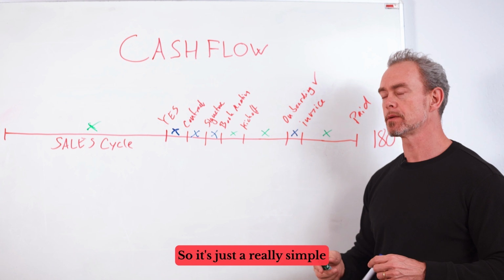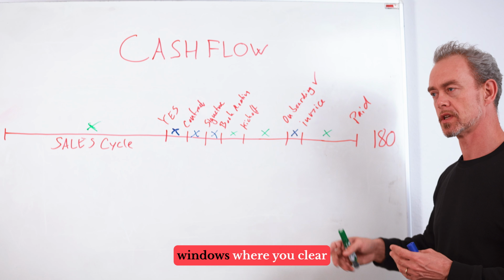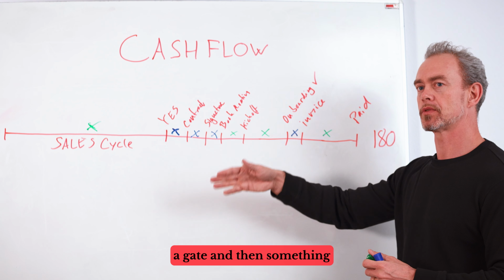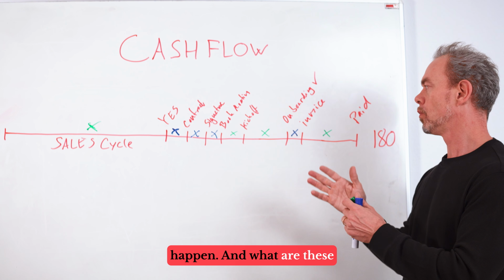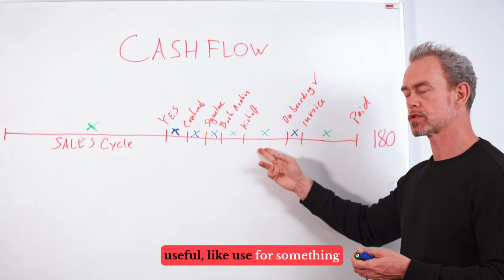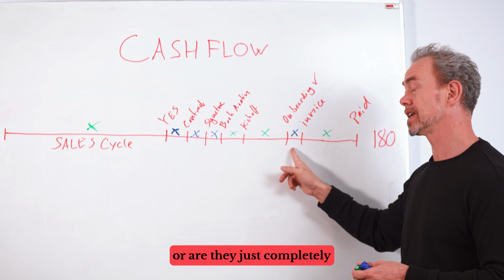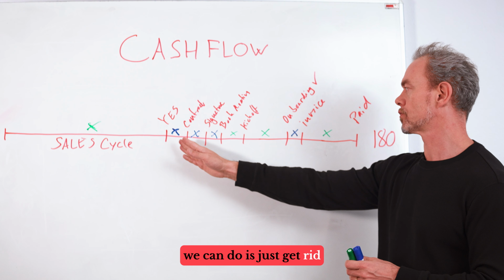So it's just a really simple way to map out what's going on. What are all the time windows where you clear a gate and then something else can happen, and then something else can happen, and something else can happen. And what are these time spans? Are they to some extent useful, used for something, or are they just completely useless and you should just get rid of them? So the first thing that we can do is just get rid of all the blue ones.